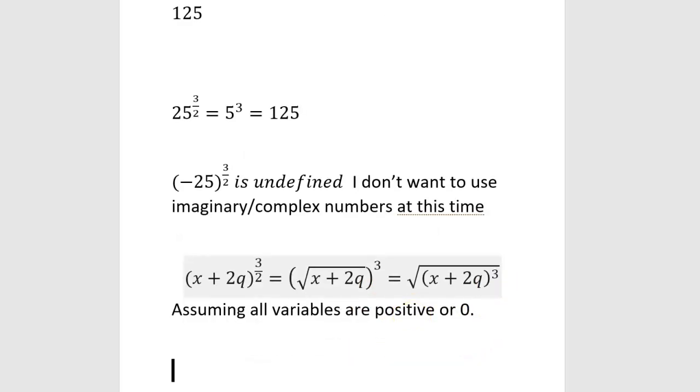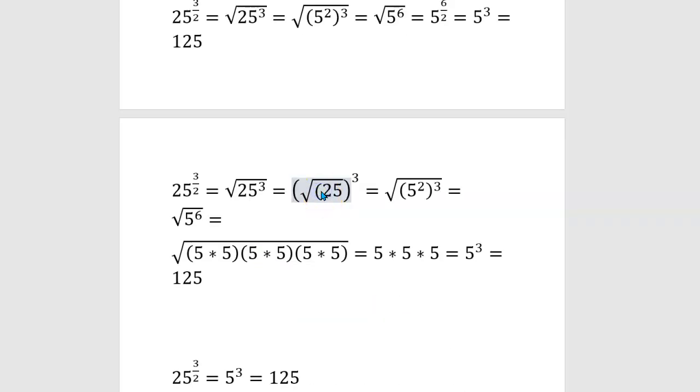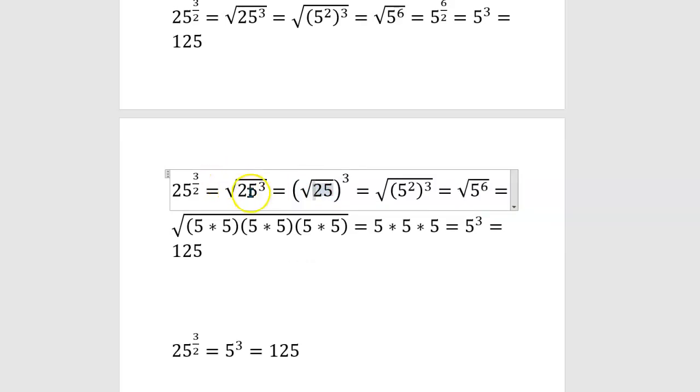Anyway, hope that helps. And one last thing I forgot to mention here, right where my cursor is: you can notice that the square root of 25 cubed is the same thing as the cube of the square root of 25. And that's true in general for positive things like 25.